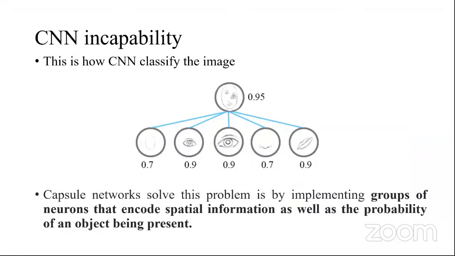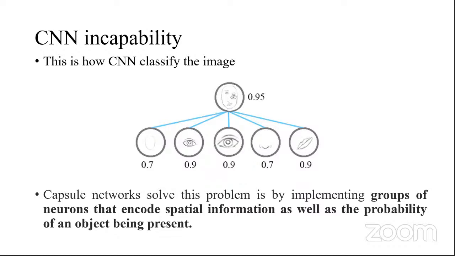So previously we have seen a face picture, right? It will estimate the probability of each and every feature it extracted. This is how the CNN will classify the image. This main problem, this disadvantage of the CNN, will be addressed using the capsule network.